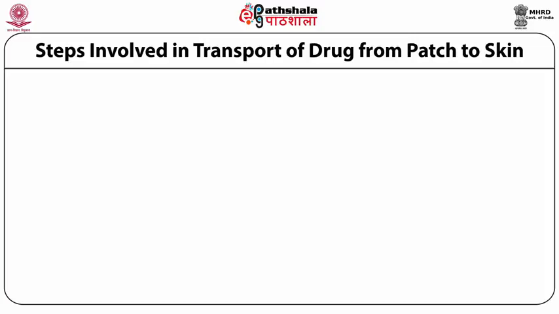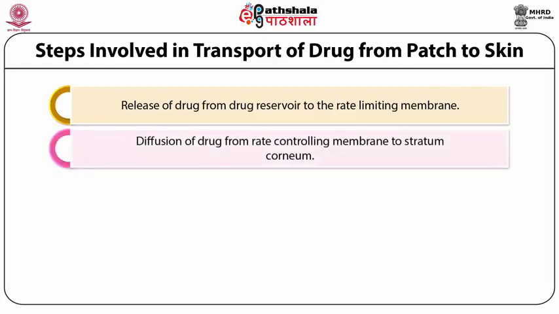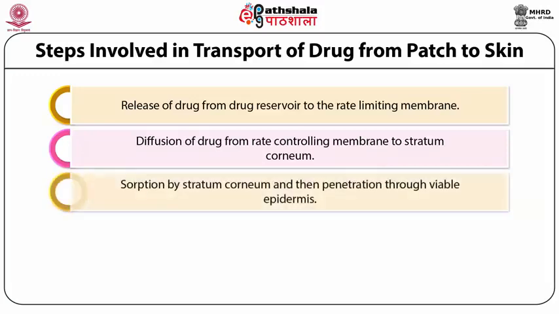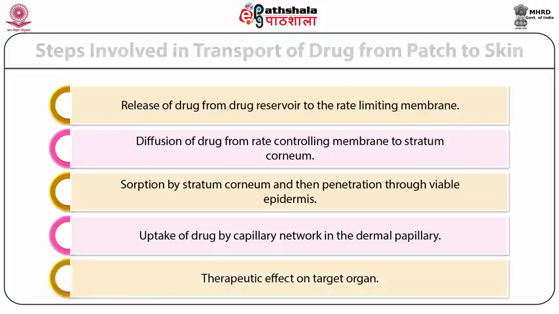Let us very quickly peruse the steps involved in the transport of drug from the transdermal patch onto the skin. The first step is the release of drug from the drug reservoir into the rate-limiting membrane, followed by the diffusion of drug from the rate-controlling membrane through the stratum corneum, followed by sorption by the stratum corneum and then penetration through the viable epidermis, followed by uptake of the drug by the capillary network in the dermal papillary tissue, and finally the therapeutic effect on the target organ.